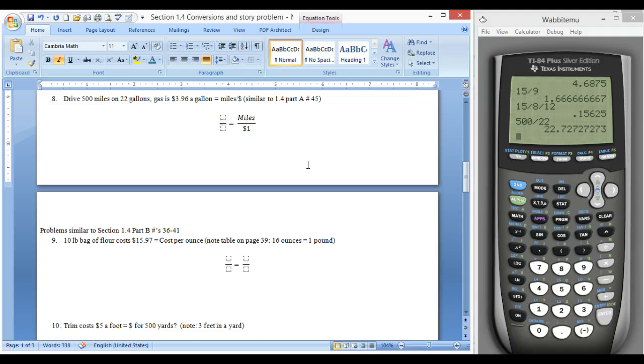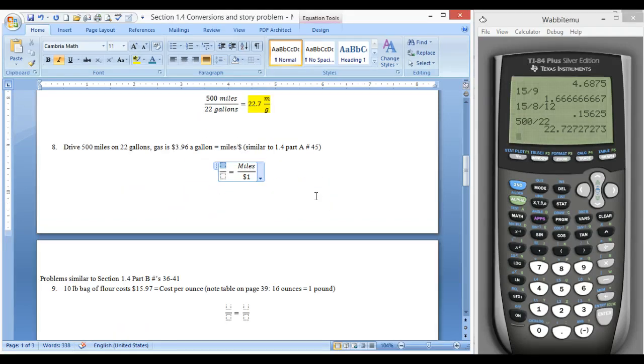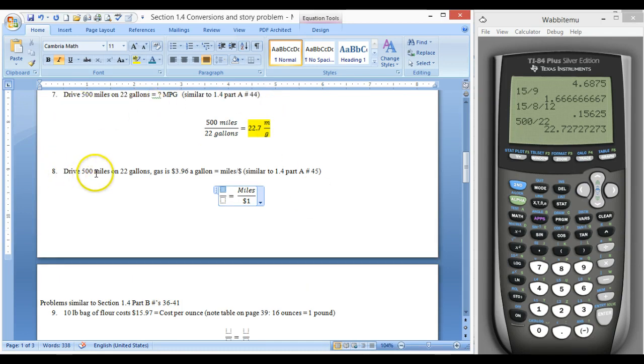But what if we want miles per dollar? This one's going to take a couple of conversions. So I've set us up like we did before. And some of you might get a little confused on this, seeing all of these numbers and all of these words. It's the exact same question as before, driving 500 miles on 22 gallons, but they threw in one more thing, that gas is $3.96 a gallon. But here's the key. They told us we need miles per dollar. So I've set us up already knowing that my final result is going to have miles on the top and dollars on the bottom.